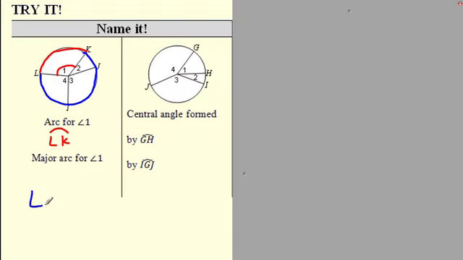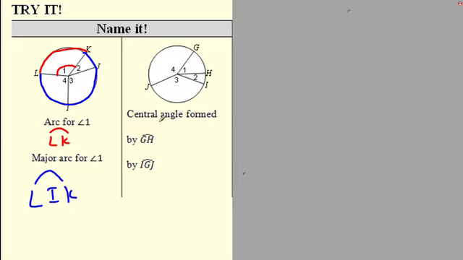So I'm going to start with L. You can pick any point it hits, either I or J. I don't care. I'm going to say I, and I'm going to end with K. That's like that. There we go. So there's the major arc for angle 1. It's the big one. What is the one that makes opposite that little one? Very cool.